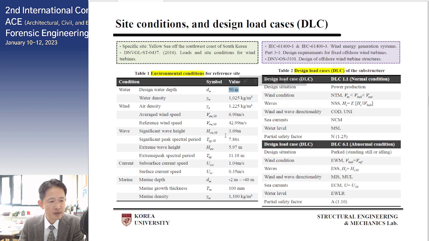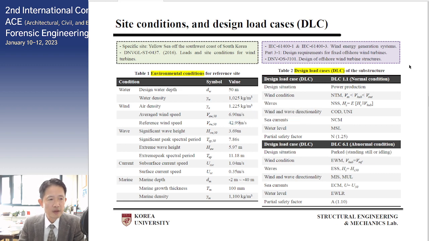And then the reference site condition, design water depth, we considered 50 meters here. And then we consider the information on wave, and then also current, and then the wind conditions. Wind conditions, total average is 7 meters per second, and the reference wind speed for the design is around 43 meters per second.